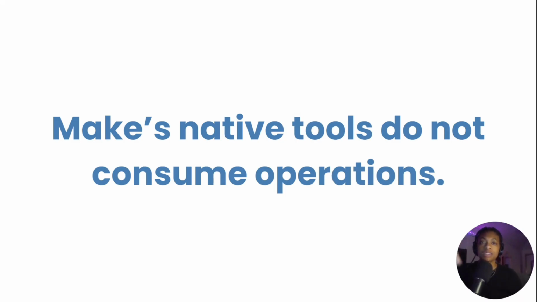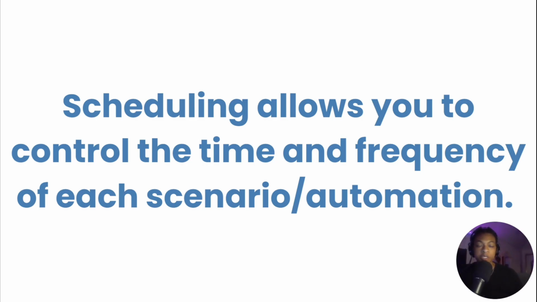Make's native tools do not consume operations, so things like the rollback, routers, filters, none of those consume operations. They're just part of your system. Scheduling allows you to control the time and frequency of each scenario in automation. It's literally exactly what it sounds like.